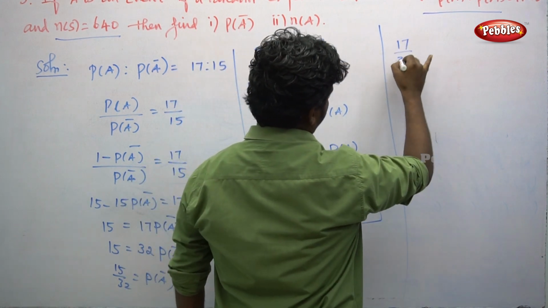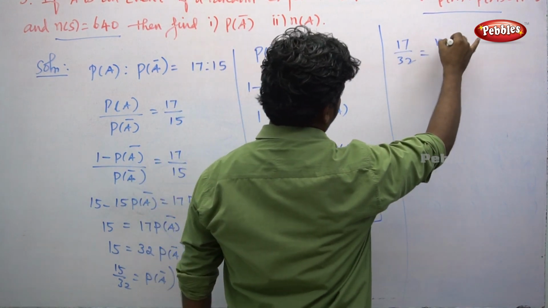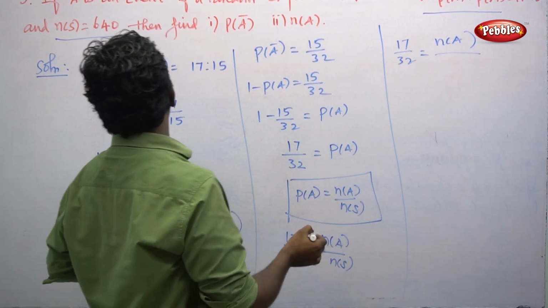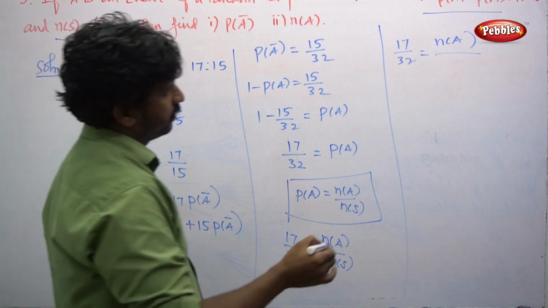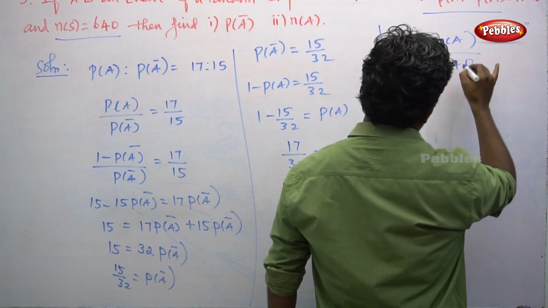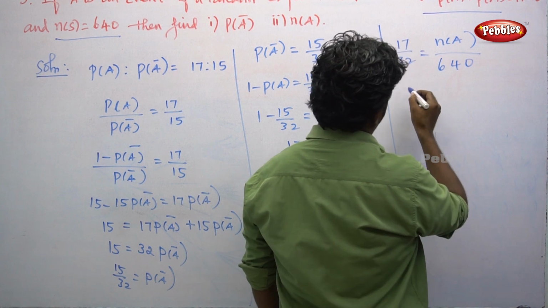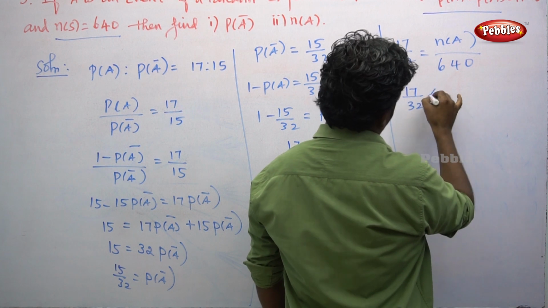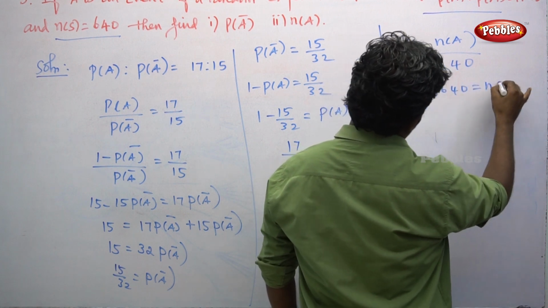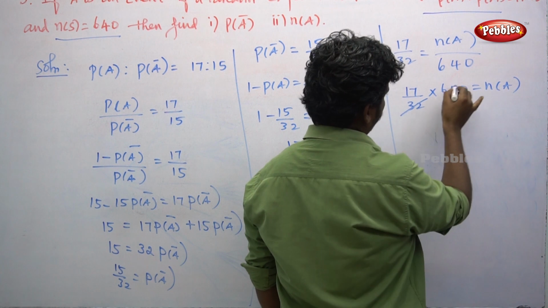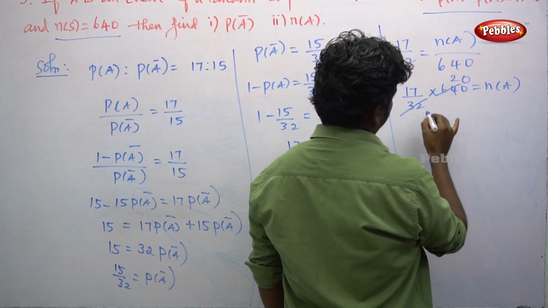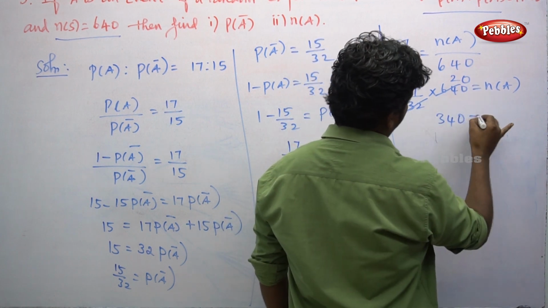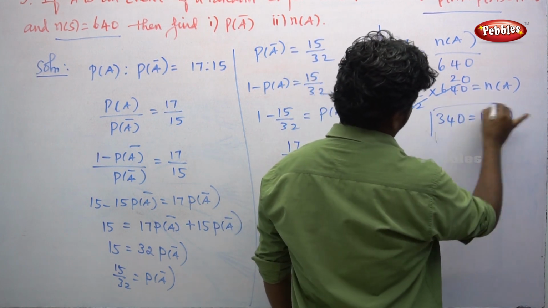So now 17 by 32 is equal to N of A, theriyadu, adha find it panna porom illaya. N of S is equal to, given in the question, 640, right? 640. So, 32 cancel: 17 by 32 into 640 is equal to N of A. With 1 32, 2 32, 64 and 20. 17 into 20, 340 is equal to N of A, right?